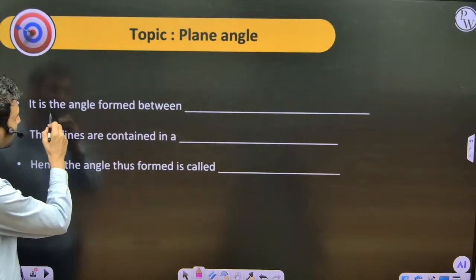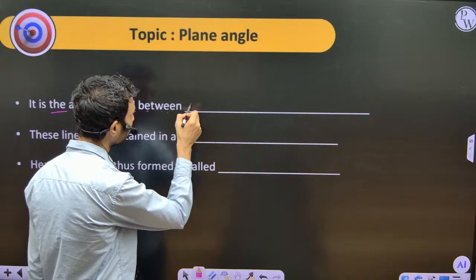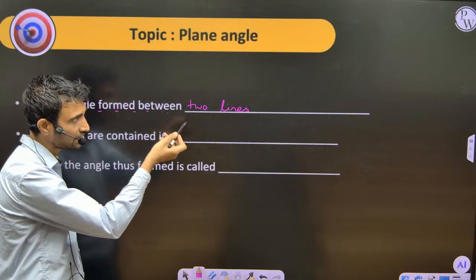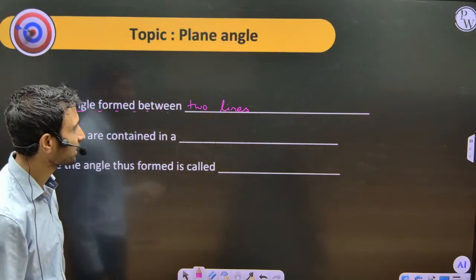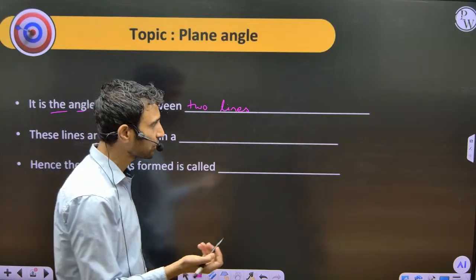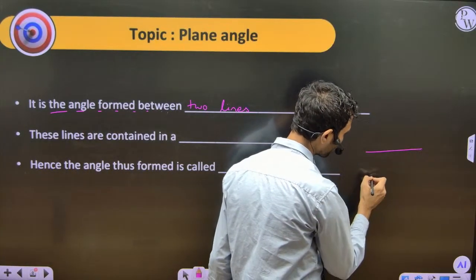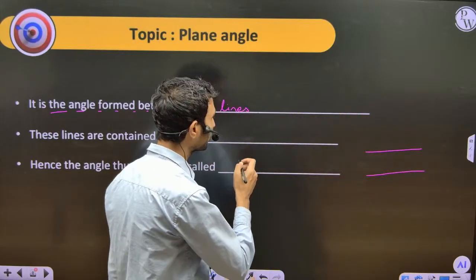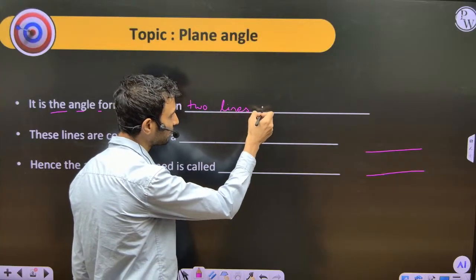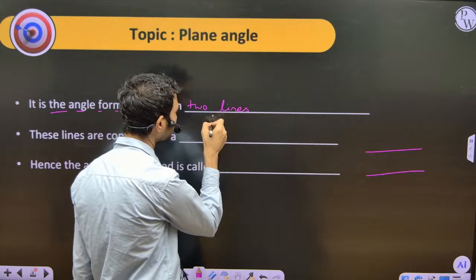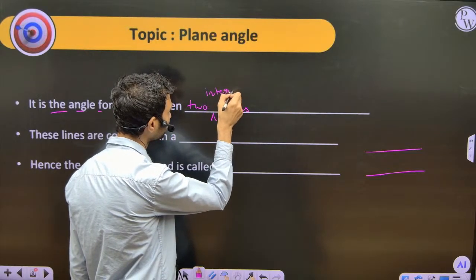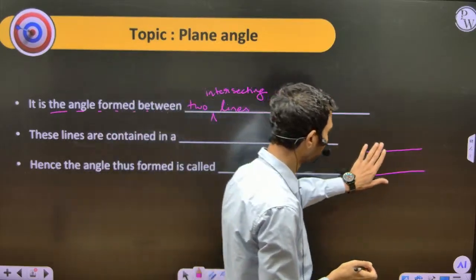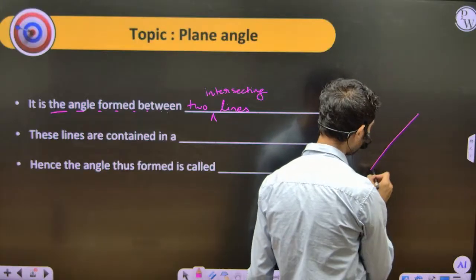So what is plane angle? It is the angle formed between two lines, right? And is it sufficient to say two lines, or do I need to mention something else also? If I just say two lines, there could be a problem, because if they are parallel lines, you won't be able to find the angle. So it is also mandatory to mention that the two lines should be intersecting. So if you have two intersecting lines, the angle formed between them is called plane angle.